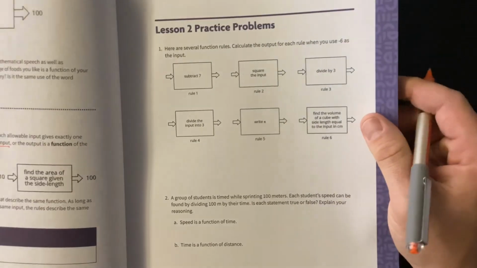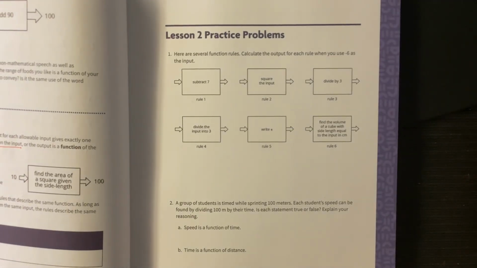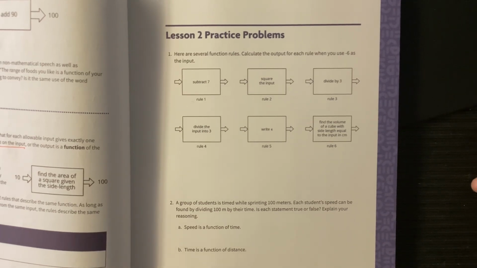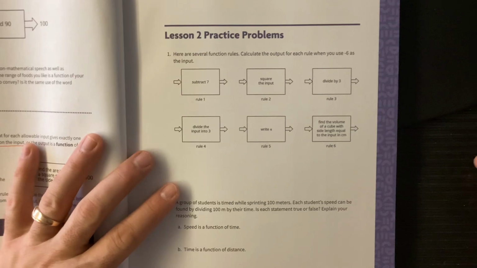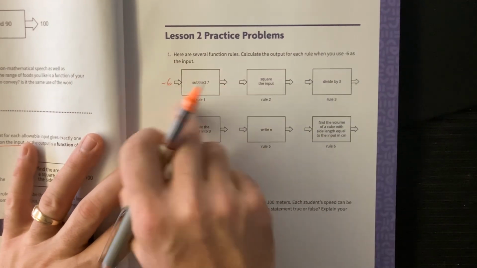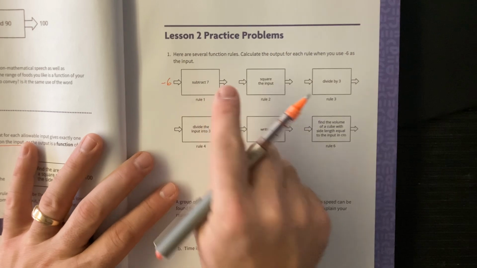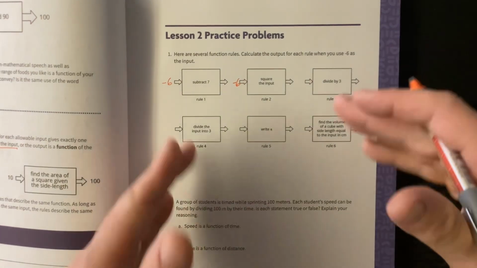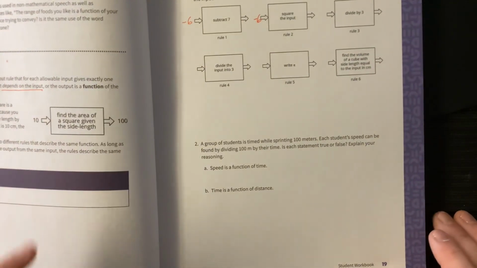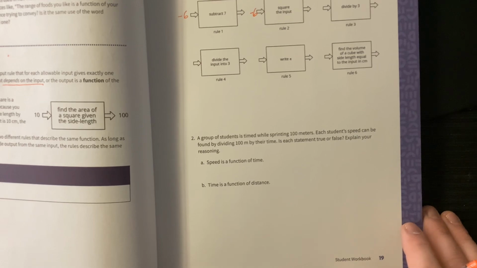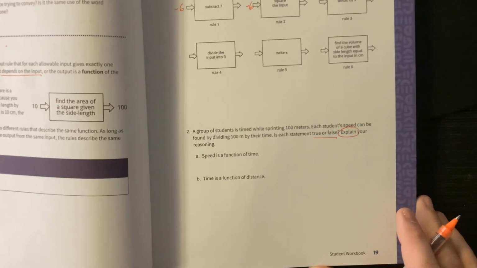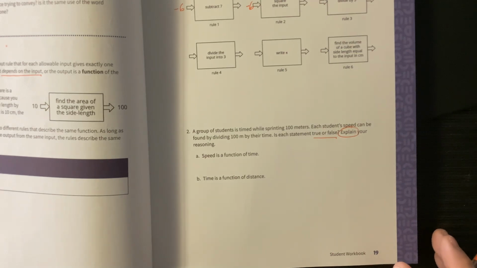So let's look at the examples then. Your homework, starting on page 19. First question, calculate the output when you use -6 as the input. So if I plug in -6, do this to it, what do I get? So you're plugging in -6 to each one of these boxes. Question number 2, there are 4 of them. It does go on to the next page. It says true or false and why. Make sure you explain why to get credit.